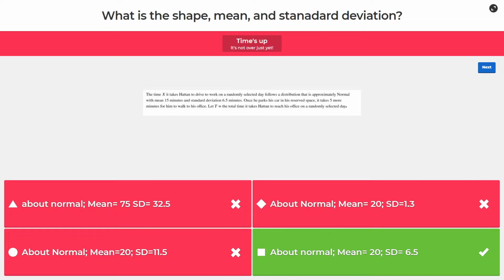So, the answer, want me to explain it now? Sure. So it's approximately normal, because even when you're changing the equation, the graph is still going to be the same. That doesn't change it at all. And since it takes 5 minutes, the equation would be X plus 5, which changes the mean, so you have to add 5. And when adding, it doesn't affect the standard deviation. Standard deviation is only affected by multiplying when transforming random variables. Right. So the mean will be 20 because 15 plus 5 is 20. And your standard deviation is 6.5, the same as before.